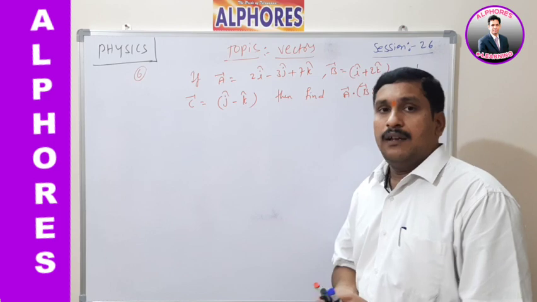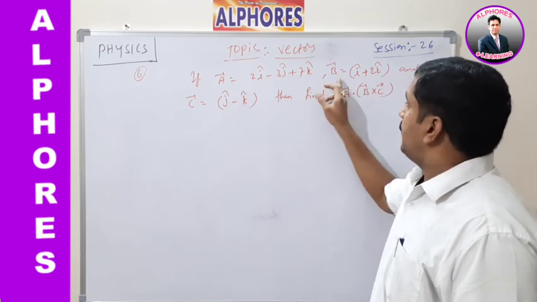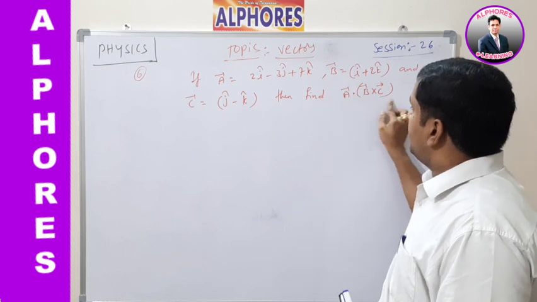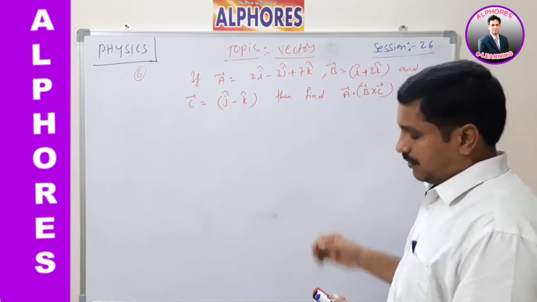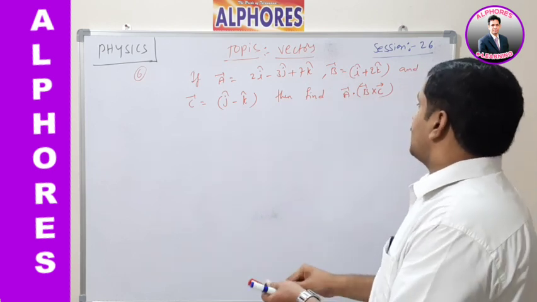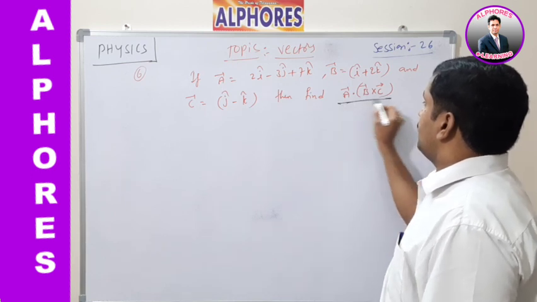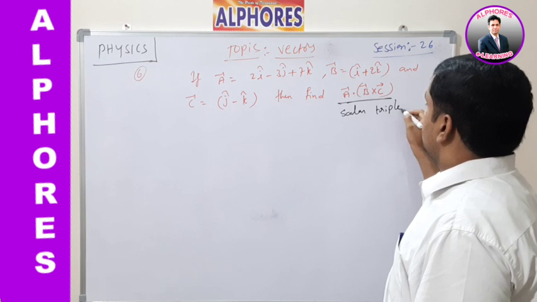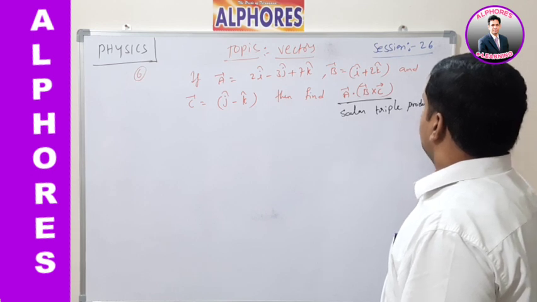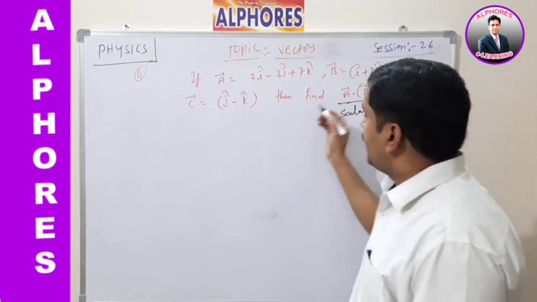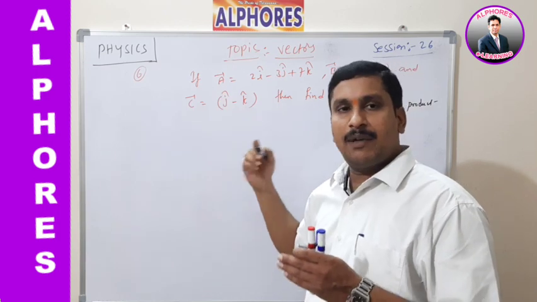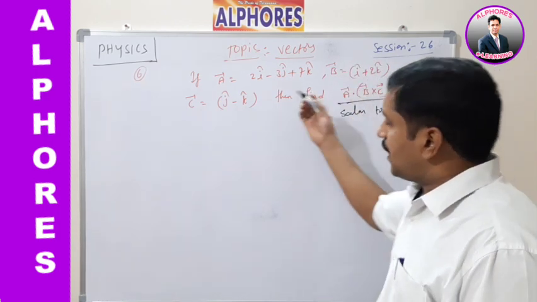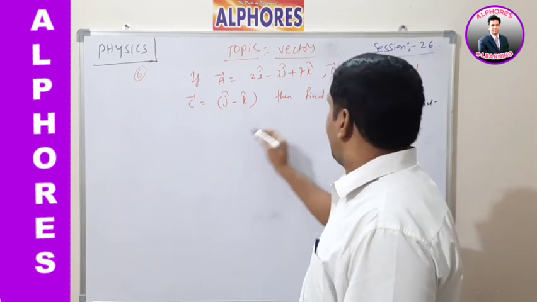Here I am using the three vectors A bar, B bar and C bar. By taking these three vectors, I have to find this A bar dot B bar cross C bar. This product is nothing but the scalar triple product. Yes, the scalar triple product. If you know the three vectors A bar, B bar, C bar, what is the scalar triple product? A bar dot B bar cross C bar. Listen carefully, the scalar triple product.